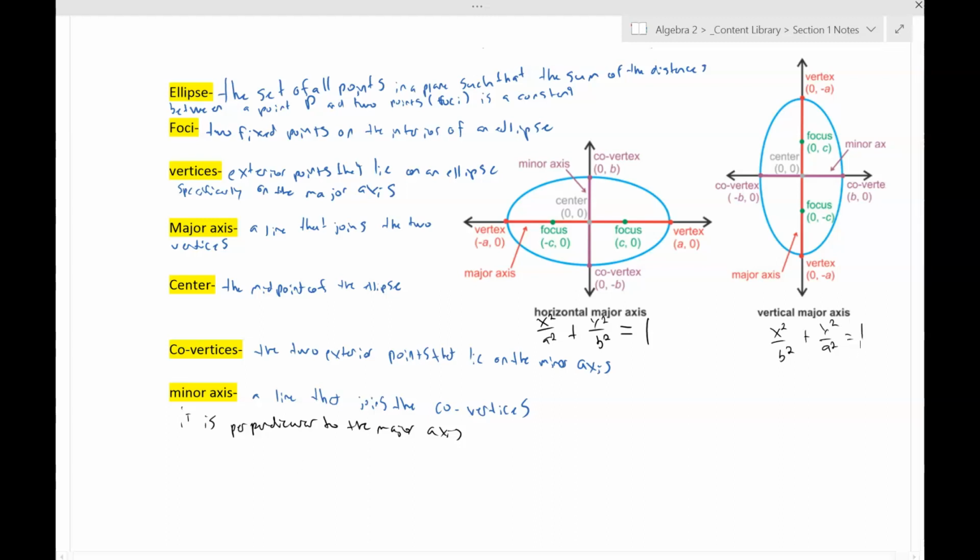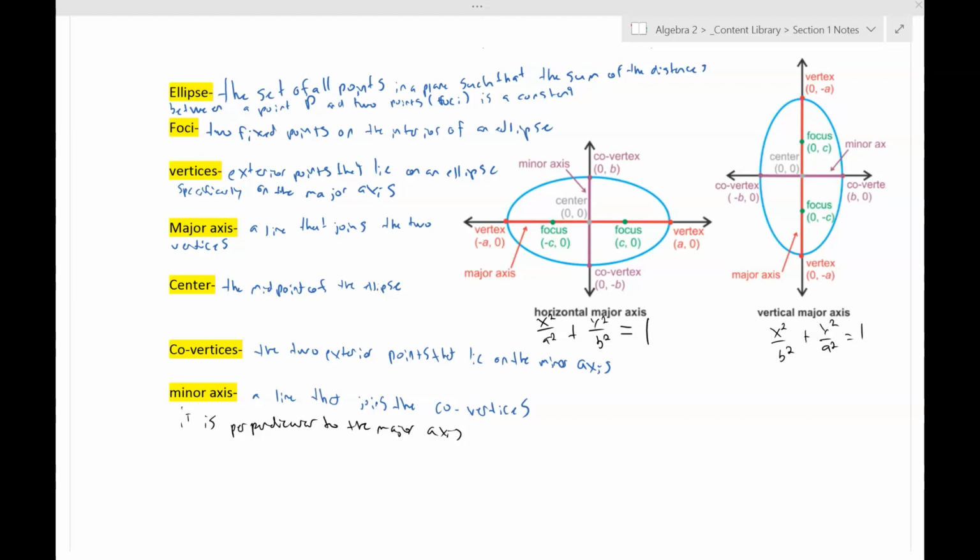What I want you to do is pause the video and see if you can come up with a way to relate these two equations. If you've thought about it for a little bit, you might have noticed that these are very similar, except the a value and the b value are switched. And why is that? You should notice that the a value corresponds with the positive value of the coordinate for the vertex on the major axis. So whatever your main vertex is, not your co-vertices, that goes under the x or y value.